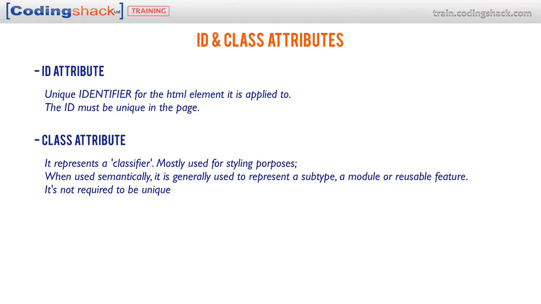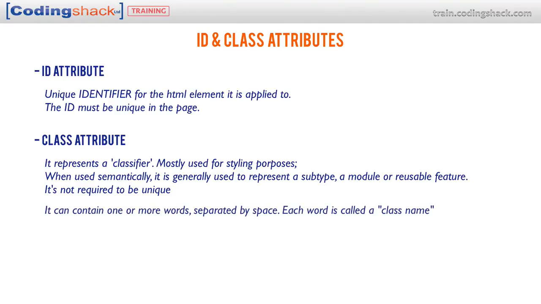The class attribute can contain one or more words, separated by space, each one of them representing a class name, as in the following example.